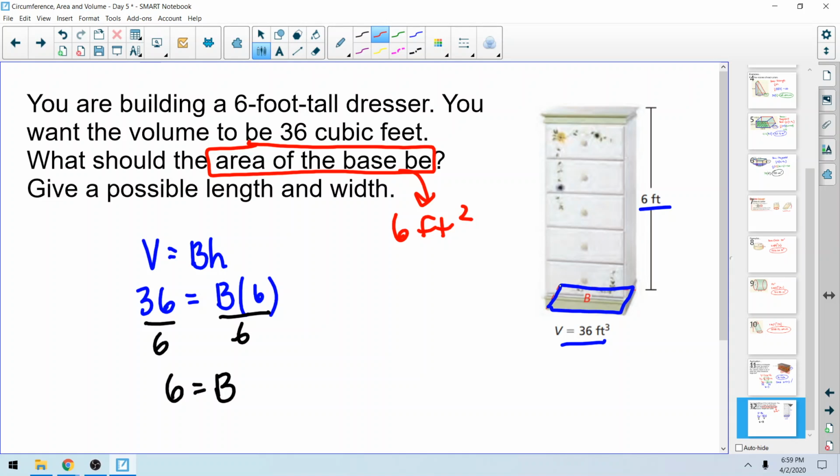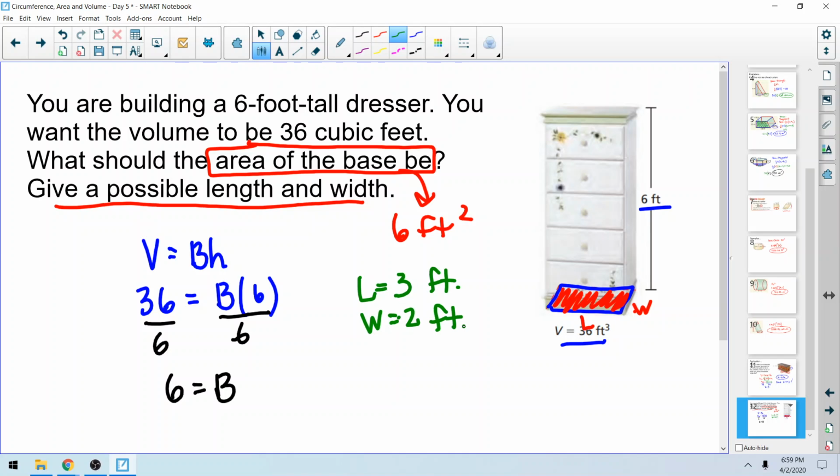Now think about that. That's the area of this whole thing. So that has to be 6. And they said, well, give possible length and width. Well, this is my length, and this is my width. And when I do length and width, I have to get to 6. So what could a possible length and width be? I'm thinking length could be 3, and width could be 2. Because if I take 3 times 2, I'm going to get 6. And then if I take that 6 down here and multiply it by this 6 over here, I'm going to get a volume of 36.